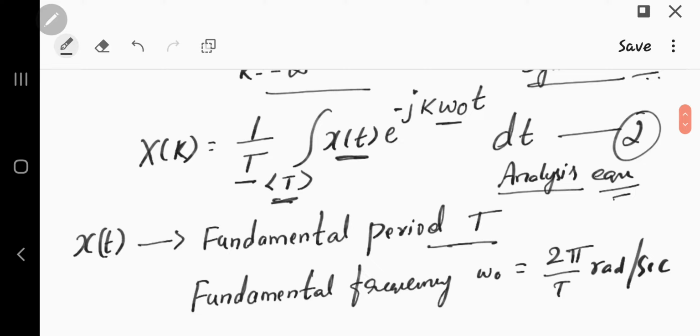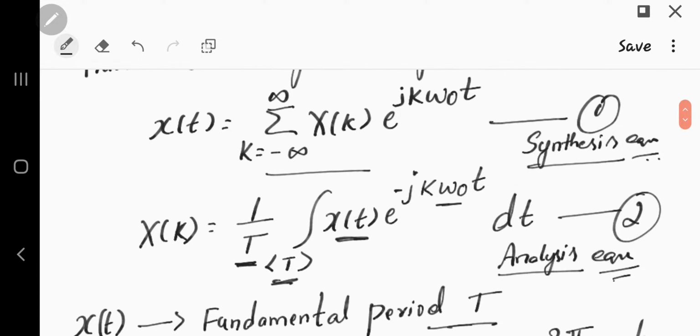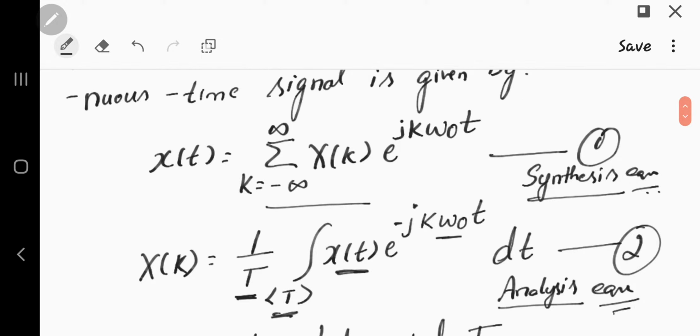So that's it for the analysis equation. Since the signal is periodic, the sine and cosine wave correlation only needs to be evaluated for one single period. That is why we represent the analysis equation for one particular period of the waveform. You can take any part, it will be the same because the signal x of t is periodic. So this is about the Fourier series signal representation.